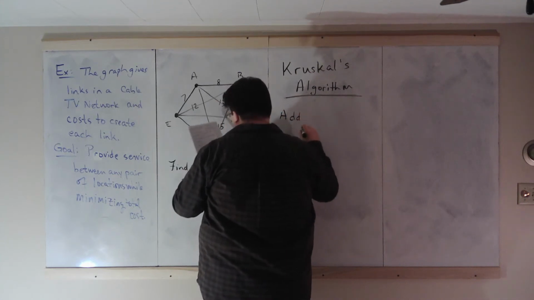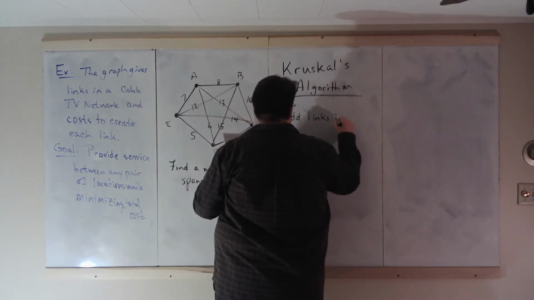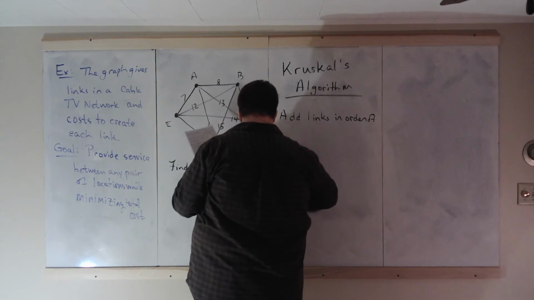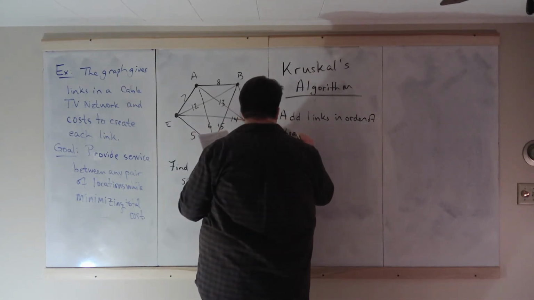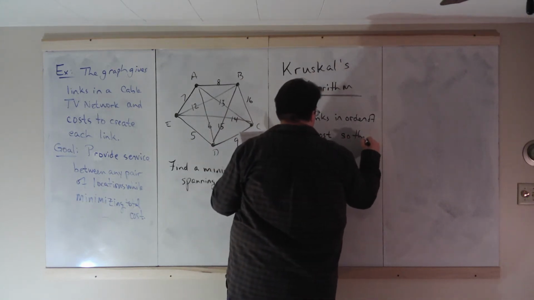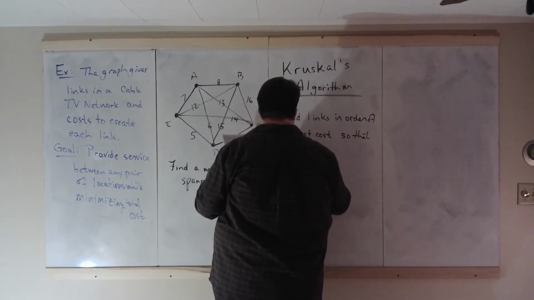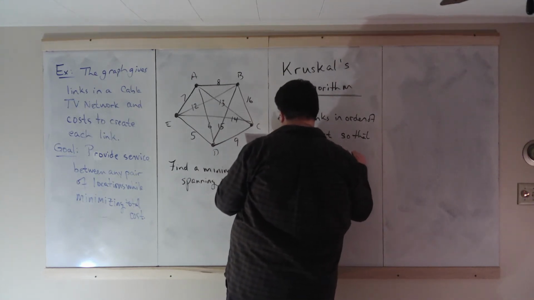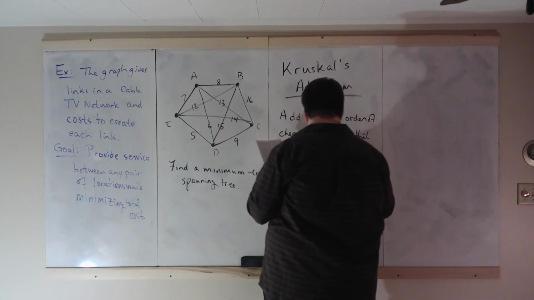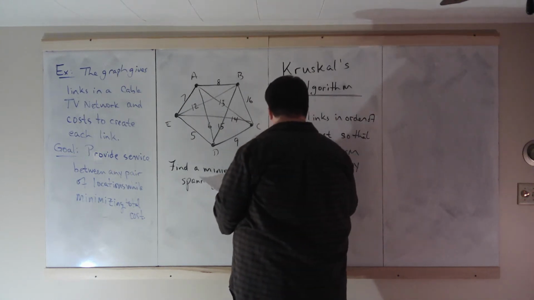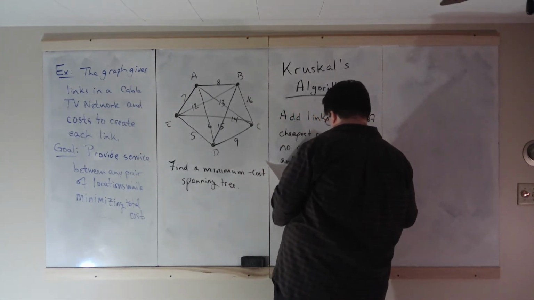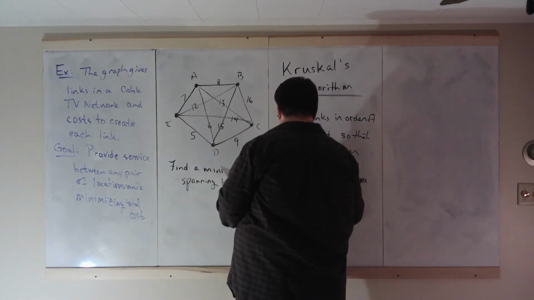And what does the algorithm say? Well, add links in order of cheapest cost so that no circuits form, and so that every vertex belongs to some link added.